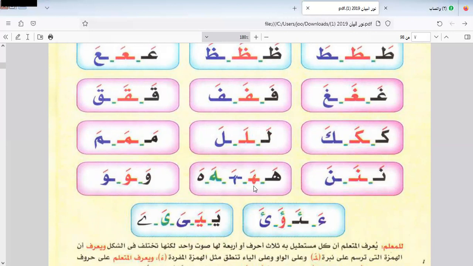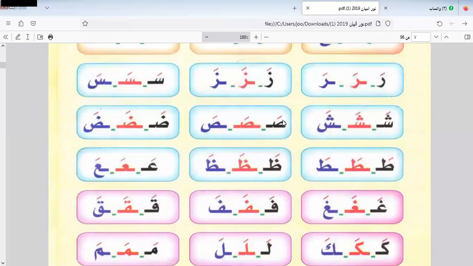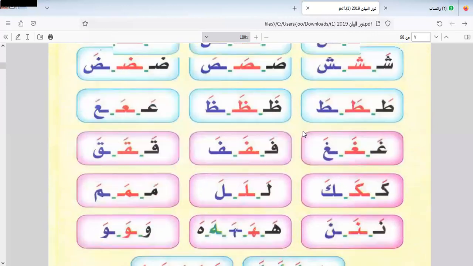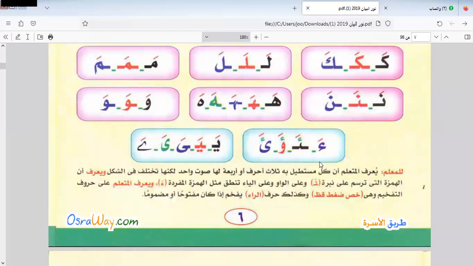Ha at the beginning, ha at the middle, and we said also this is two ha. It looks like ta marbuta, but without these two dots. Wa at the beginning and wa at the end, and also we said if waw or wa comes in the middle, I have to leave a space like that, and ra and za, like da, ra, za, and also this wa. We have to make a space.